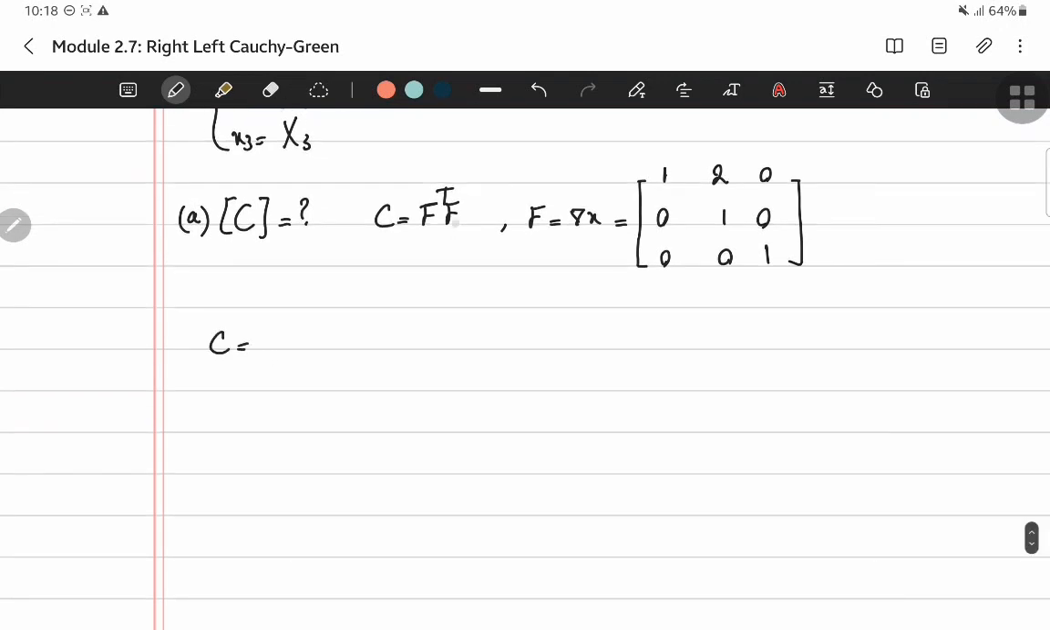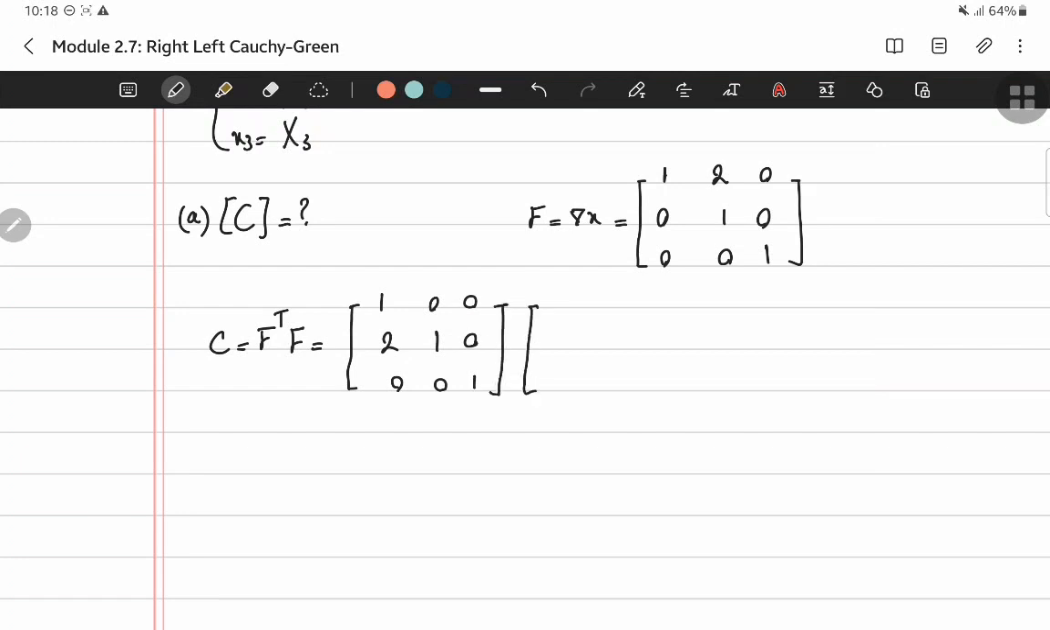And C is, of course, equal to F transpose F. So if I transpose this, 1, 1, 0, 0, 2, 1, 0, 2, 1, 0, 0, 0, 1 times 1, 2, 0, 0, 1, 0, 0, 0, 1 is equal to, all right, so we have 1, 2, 0, 2, 5, and then 0, 0, 0, 1.